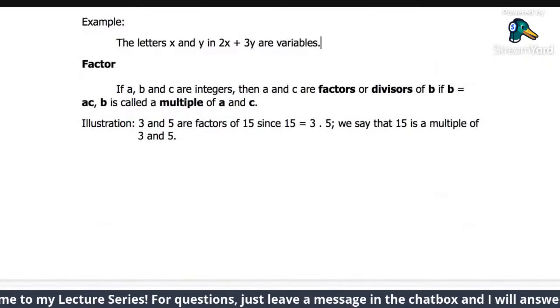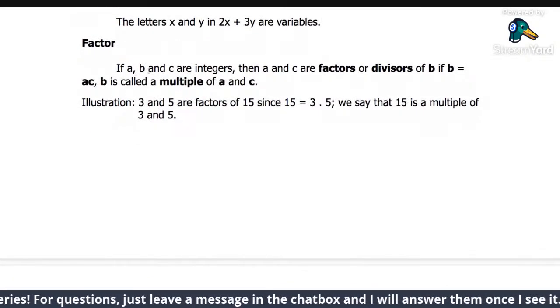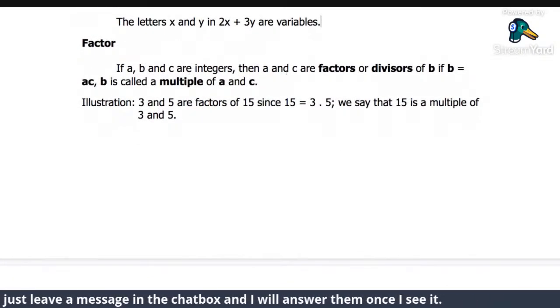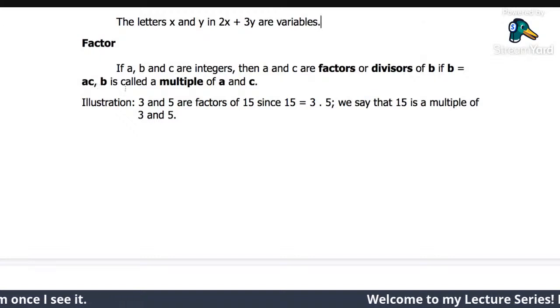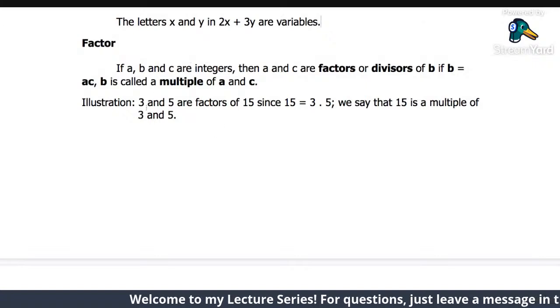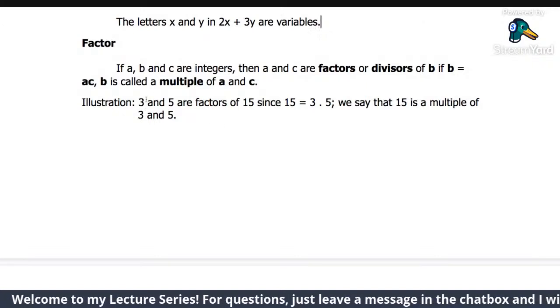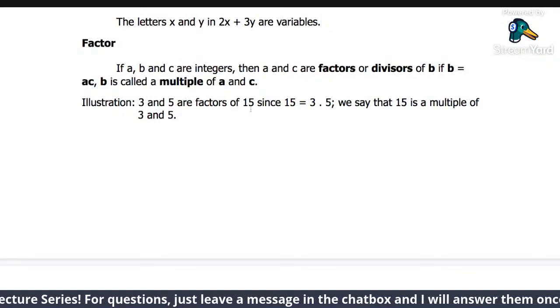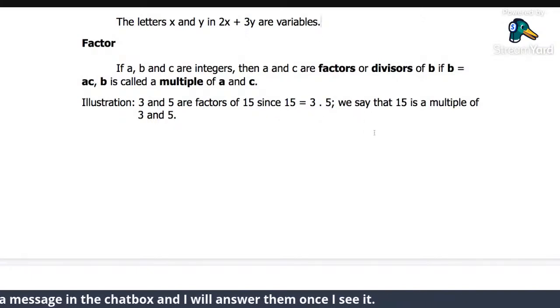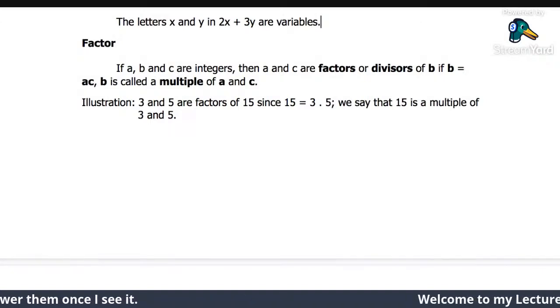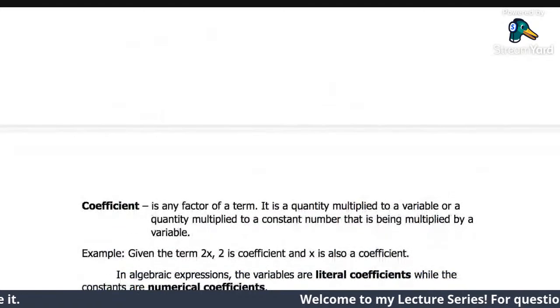Now we move on to factor. So if a, b, and c are integers, then a and c are factors or divisors of b if b is equal to ac, and b is called a multiple of a and c. Now we can illustrate this with an example. So here, 3 and 5 are factors of 15 since 15 is equal to 3 times 5. So we say that 15 is a multiple of 3 and 5. That's what we mean by factor.